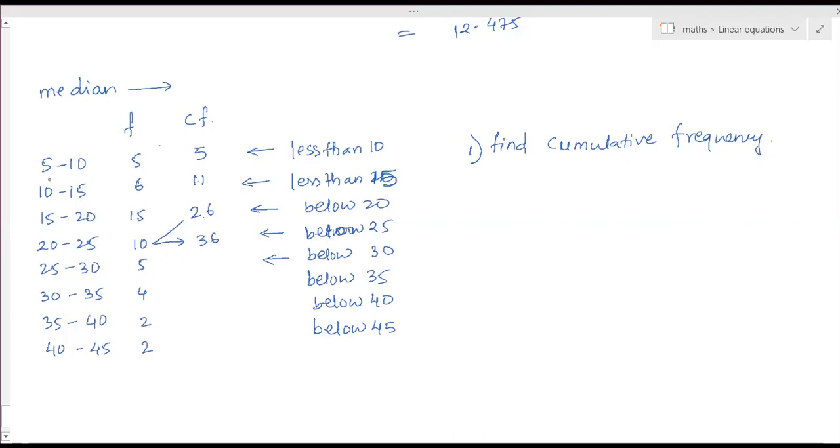Everything below from 5 to 30. That means the sum of all these 5 terms. Out of 4 terms, the sum is 36. Now in 36, if you add 5, you will get 41. So below 30, the frequency is 41.